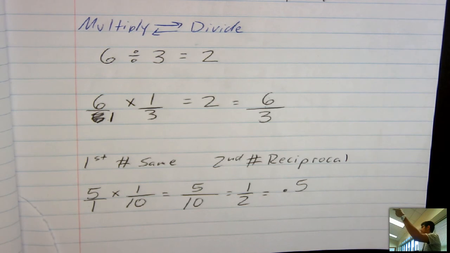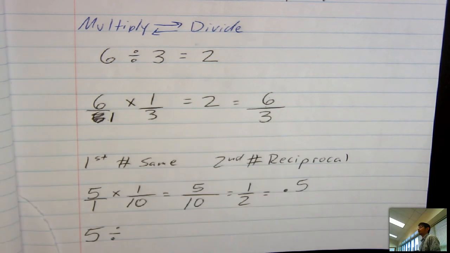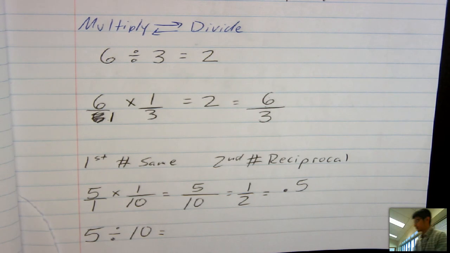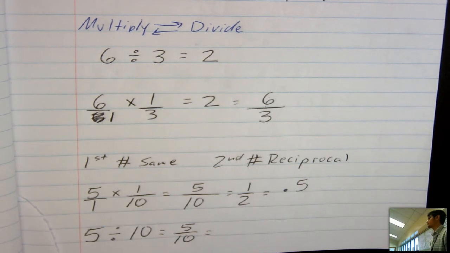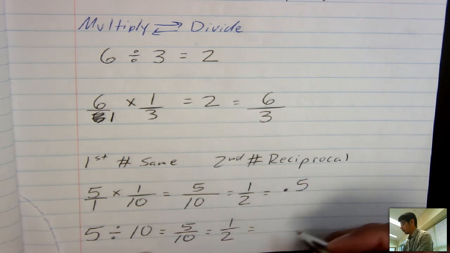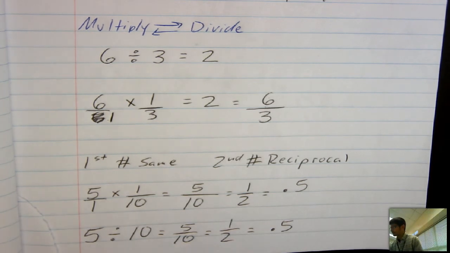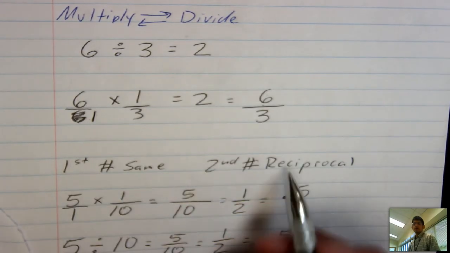Now, how can we turn this multiplying into dividing? Let's do 5 divided by what? Do the reciprocal. What's the reciprocal of 1/10? 10. 10 over 1, or just 10. So 5 divided by 10, right? Now we know 5 divided by 10, you can write it like a fraction. And 5 over 10 simplifies down to, we just did this, 1 half, which equals the same answer, right? So our rule for multiplying and dividing is the first number is the same, and the second number changes to the reciprocal.